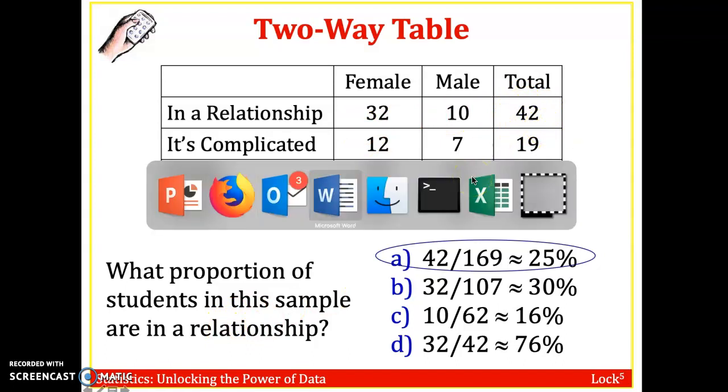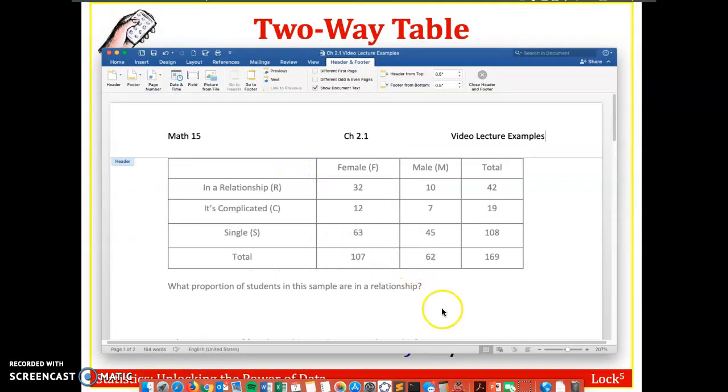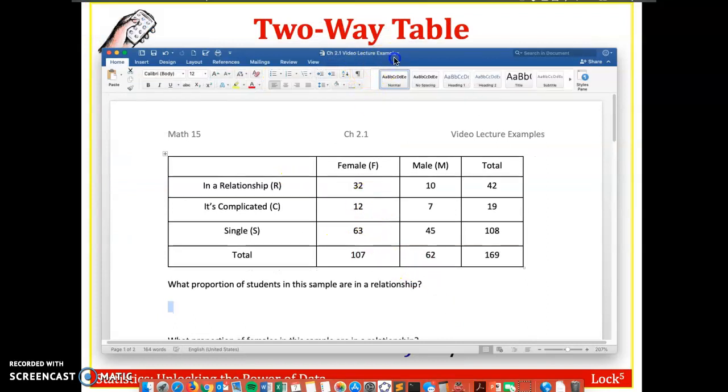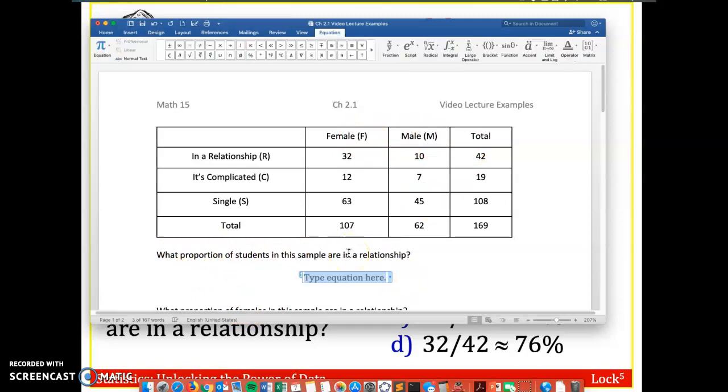Now what I'm going to do is give a little bit more explanation, connecting this with the probability chapter. I have the table written here, but now I've given probability variables: R for relationship, C for complicated, S for single, F female, M male. So for that first question, what proportion of students in the sample are in a relationship? We could also write that as P of R, using probability notation, and that would be 42 divided by 169 to get that value.